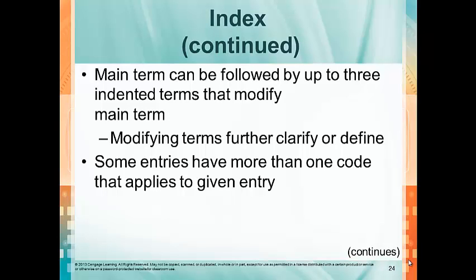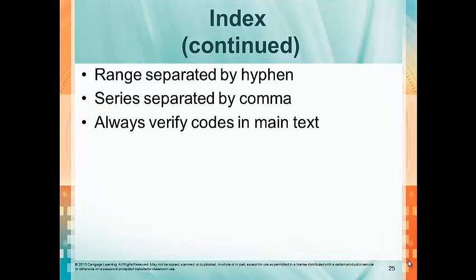The main term can be followed by up to 3 indented terms that modify the main term. That is, modifying terms further clarify or define the main term. Some entries have more than one code that applies to a given entry. Remember that a range of codes is separated by a hyphen, and a series is separated by comma. Always verify codes in the main text.